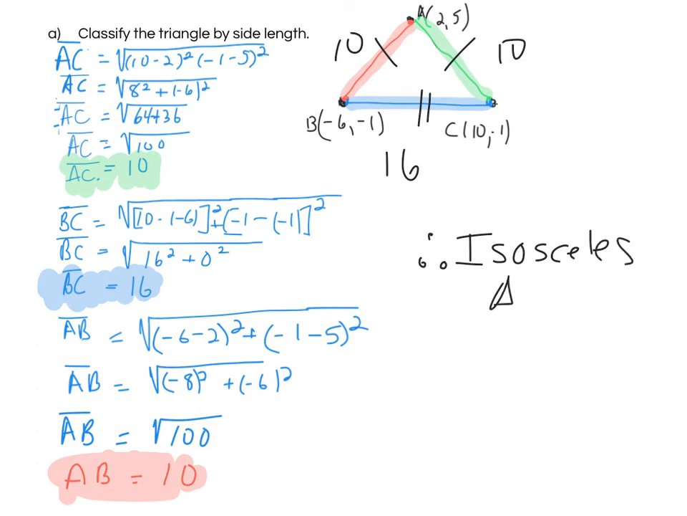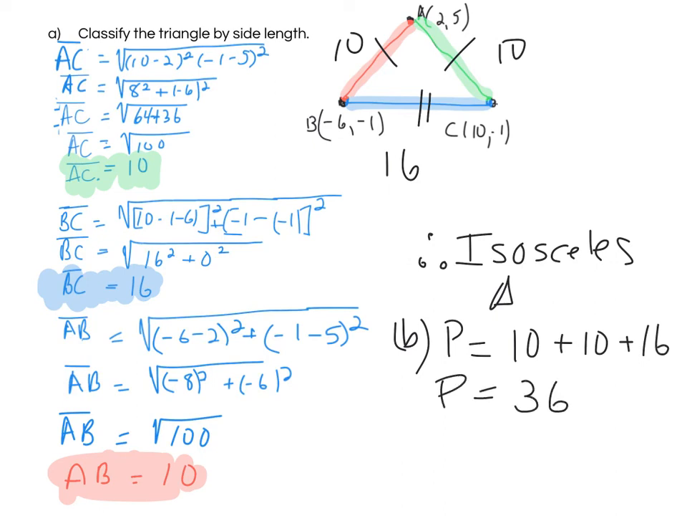All right, so part B of this question was, what is the perimeter, right? Well, the perimeter of a triangle is just as it is with anything. The perimeter is the distance around. So if I have two side lengths each with 10 units, and the third side length is 16 units long, then that gives me a total perimeter of 36 units, whatever those units might be.